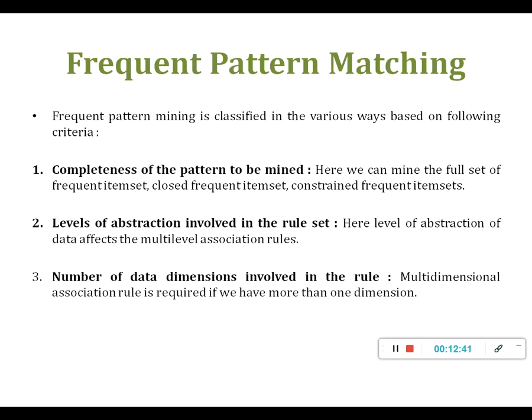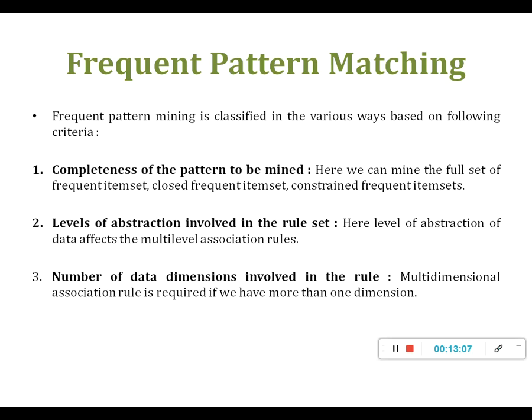And what is the constraint? If we apply some constraints on those frequent items, then they should follow that constraint, and that is called a constrained frequent item set. So completeness of the pattern to be mined means we have to mine the full set of frequent, closed and constrained frequent item sets. So here we are satisfying the first criterion, completeness. What is the next thing?